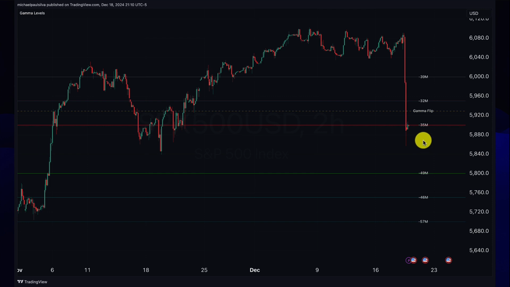The put wall in this current context, it may change in the morning when all the data is aggregated, but it says 5,700. So local support would be down here at around 5,800 if the selling continues. And then we have local resistance where price is. So be paying attention to see if we can cross back into this positive gamma territory.